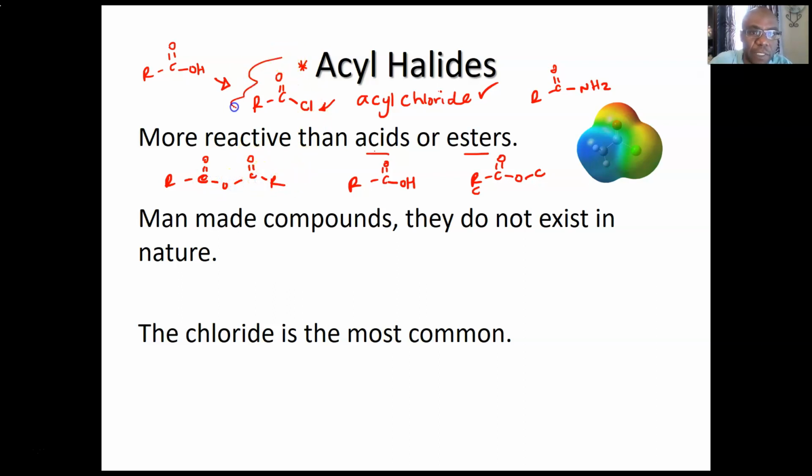Whenever we do acyl substitution reactions, this is the guy we like to use, because chlorine is a good leaving group. The nucleophile attacks, the chloride falls off, and you end up with your nucleophile substituting the chloride after it attacks the carbonyl of the acyl halide. They're usually man-made. We make them to use them. They don't exist in nature, obviously, because the chlorine is a very good leaving group.